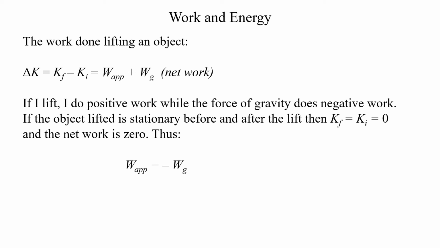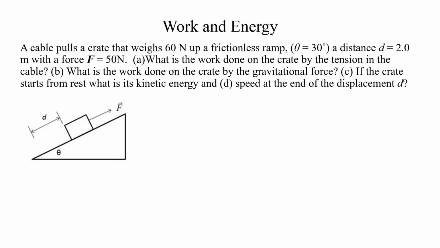So when you lift something at a constant speed, the change in kinetic energy is 0. The work that you do to lift is equal to the negative of the work done by gravity. All right, we're going to look at an example.